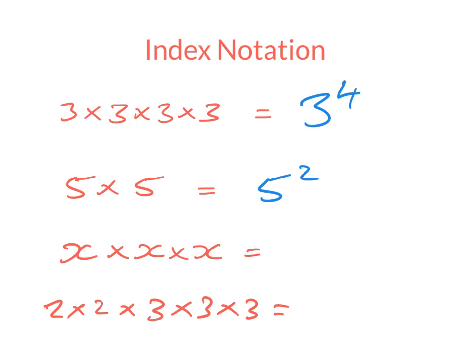X times x times x, well, this would be written as x cubed. And this one, 2 times 2 times 3 times 3 times 3. Well, here we would need to go 2 squared multiplied by 3 cubed.